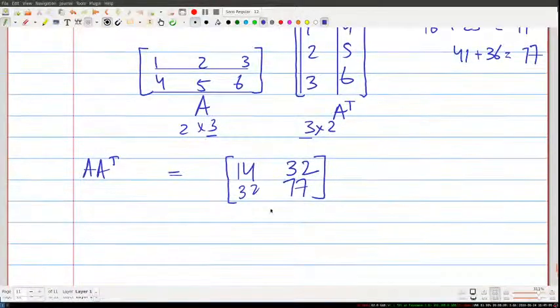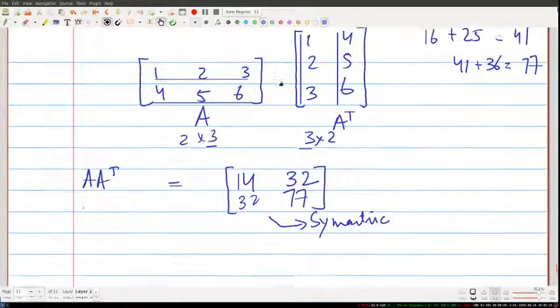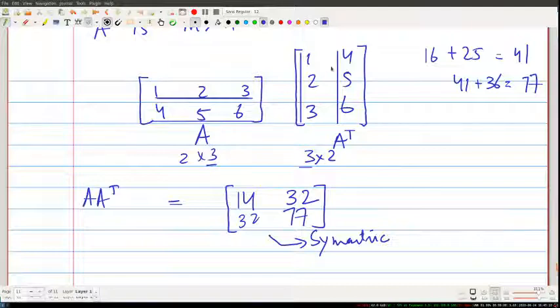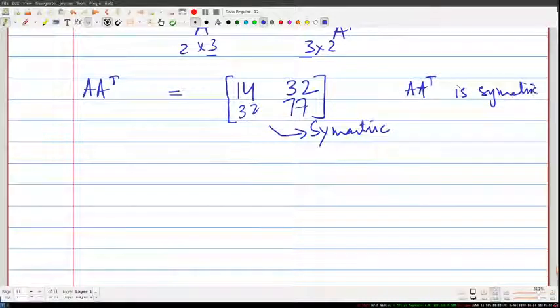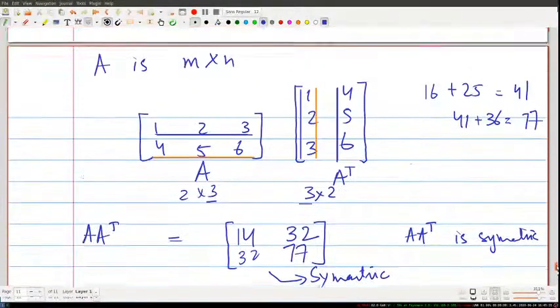Notice something interesting. This is now a symmetric matrix. And the reason it's symmetric is because when we did this inner multiplication, this 1, 2, 3 with this 4, 5, 6, and this 4, 5, 6 with this 1, 2, 3, we got exactly the same result, because the same numbers were being multiplied. So the idea is that A times A transpose is symmetric, regardless of what A is, even if it's not an n by n matrix, right?